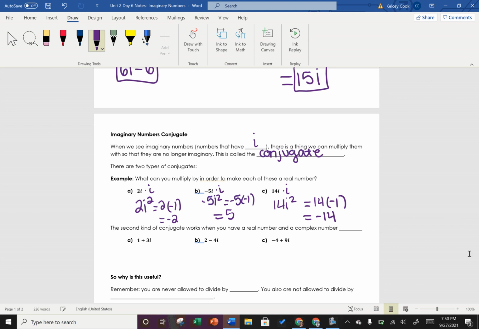We can also do the conjugate when we have complex numbers, so a real and an imaginary number together. So with plus or minus, the only difference is we're going to multiply by the opposite. So instead of 1 plus 3i, we're going to multiply this by 1 minus 3i.